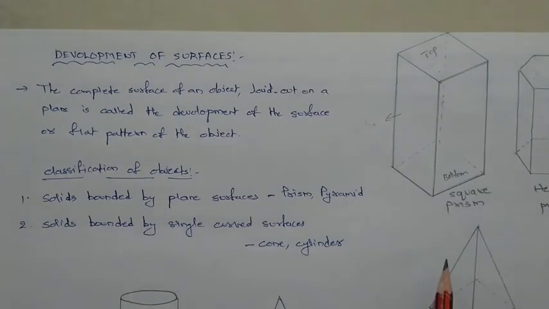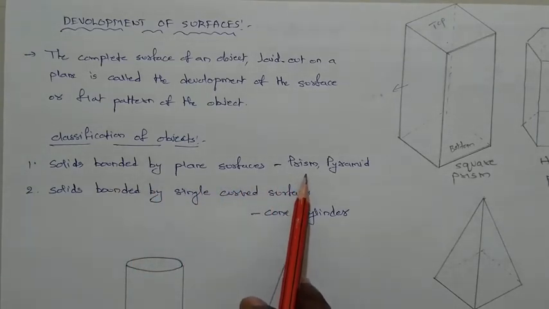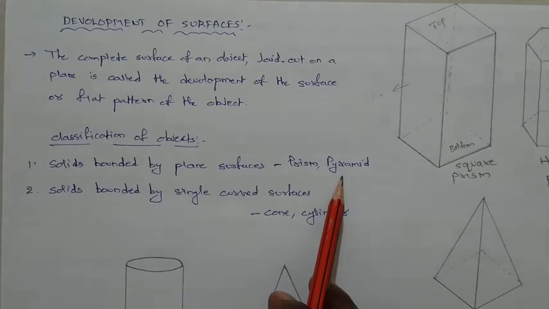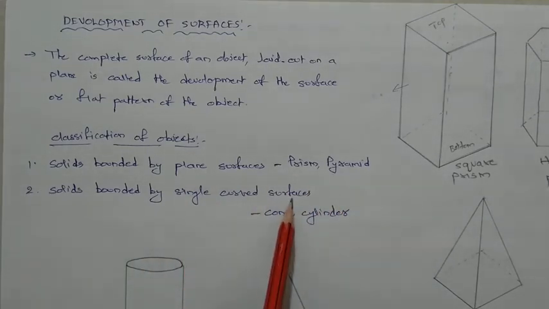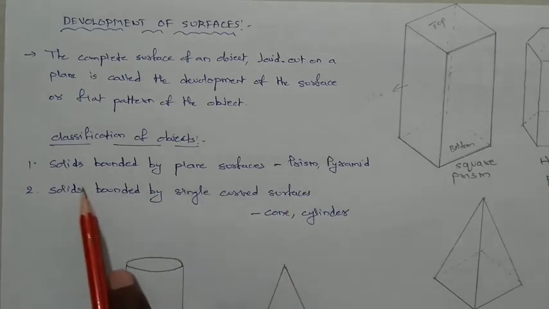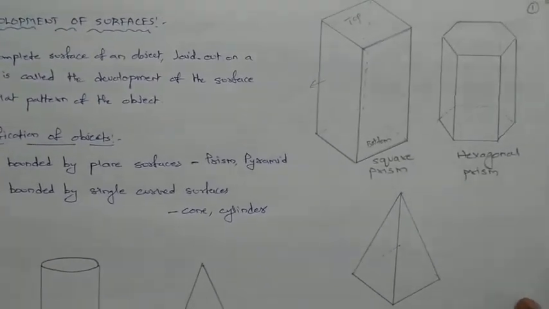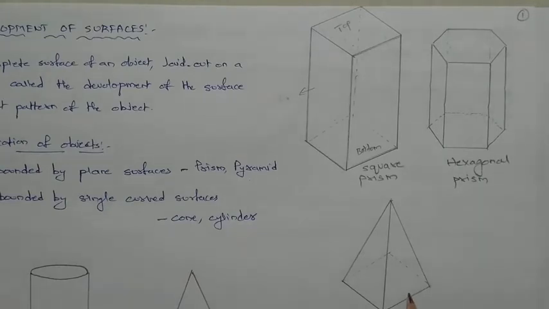Now we have a classification in this topic, that is, classification of objects actually. So solids bounded by plane surfaces, examples are prisms and pyramids. And the next one is solids bounded by single curved surfaces like cone and cylinders. If you see solids bounded by plane surfaces, these are the examples. These two are prisms and this is a pyramid, right?